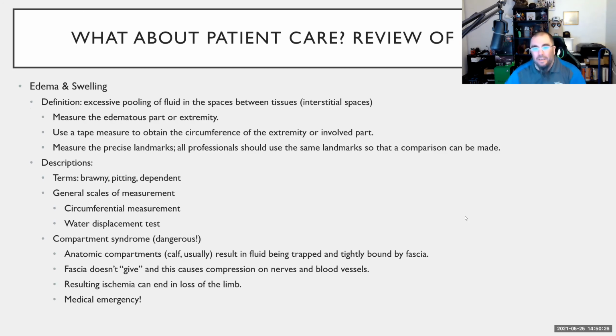Edema and swelling. Remember that true edema, pathological edema, versus just edema from swelling, are different. It's fluid between the interstitial spaces or between tissues. We use a tape measure to measure it. There are terms: brawny, pitting, dependent edema. We'll go over those later when we get into wound care. Don't worry so much about it. The main way we test it is either circumferential, measuring around it, or doing a water displacement test.